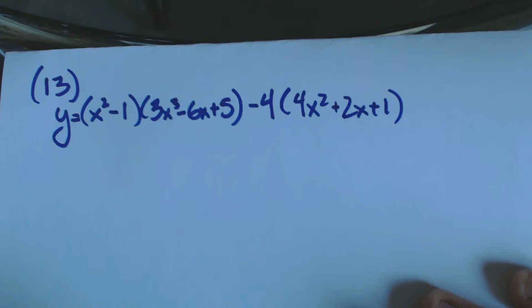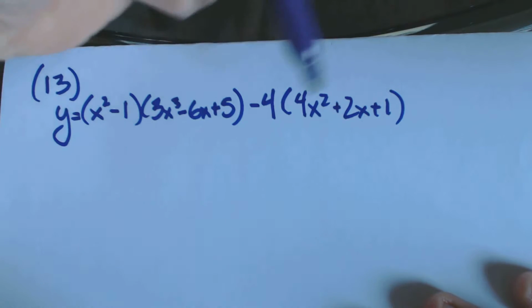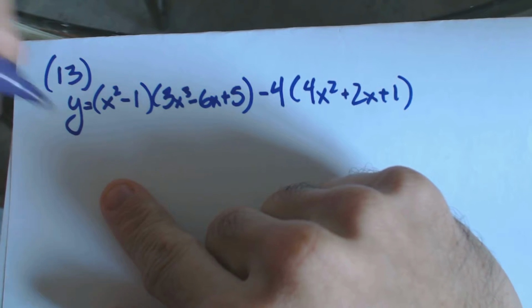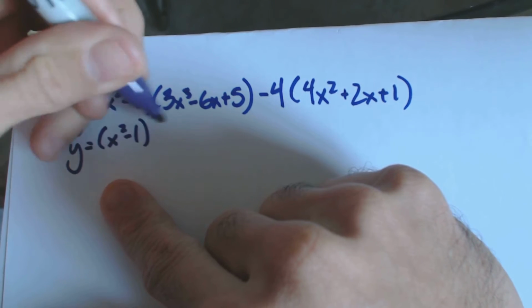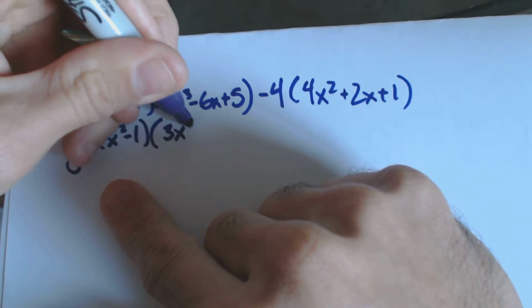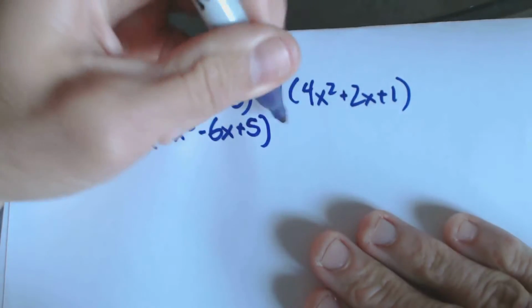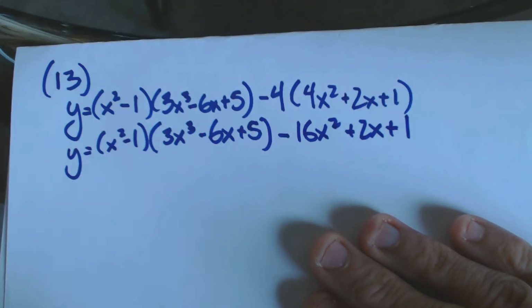So the best way to approach this problem is to use the product rule with this term and just multiply these out and just take the derivative of the individual terms over here. So let's use the product rule over here. Well, let's multiply out the second term. So we've got negative 16x squared plus 2x plus 1.